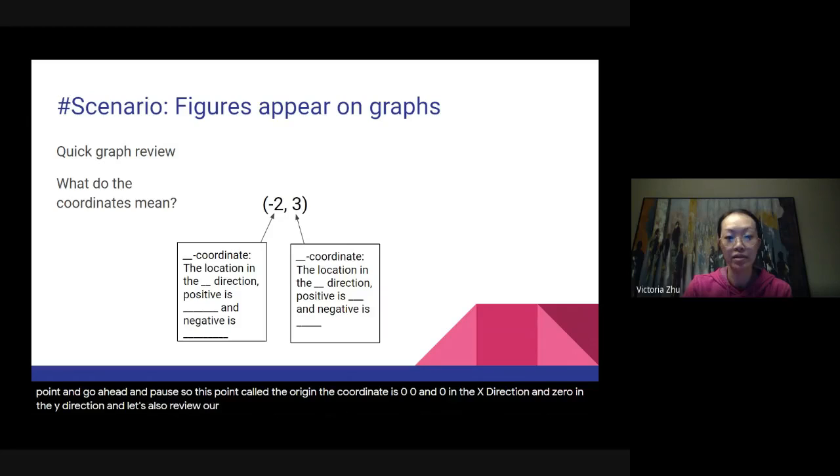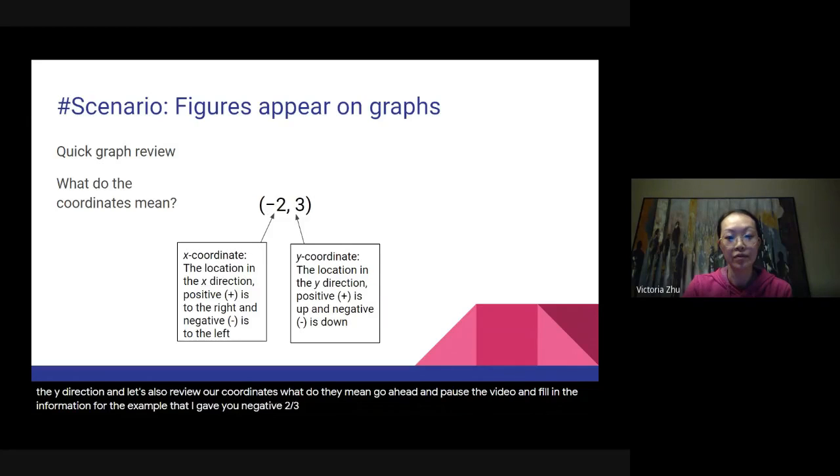And let's also review our coordinates. What do they mean? Go ahead and pause the video and fill in the information for the example that I gave you, -2, 3. So the first one is called the x-coordinate. That gives us the location in the x direction. If it's positive, it'll be to the right of the y-axis. And if it's negative, that means it's to the left of the y-axis, because the y-axis is 0. Now the second one is the y-coordinate. That's the location in the y direction. Positive means it is up, and negative means it is down.